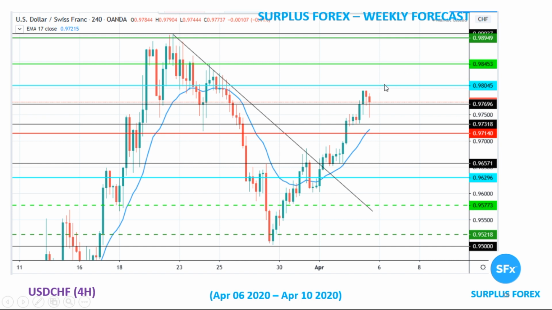Going to 98.04 will be my initial entry point. My first target at 98.45 and second target at 98.94.